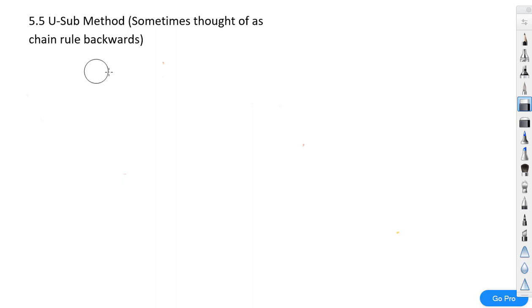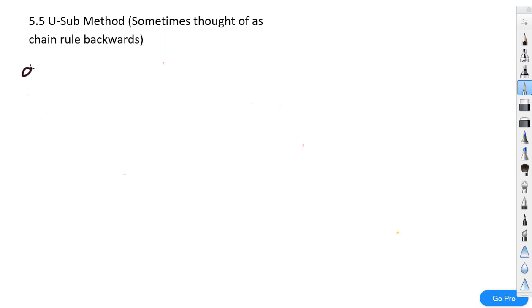Alright, today we're going to be looking at the u-substitution method for solving integrals. The way we can think of this is typically as doing the chain rule backwards. Not all the time, but in our case, just to begin with, we're going to think of it as the chain rule backwards. So to introduce this topic, why don't we start with doing the chain rule.